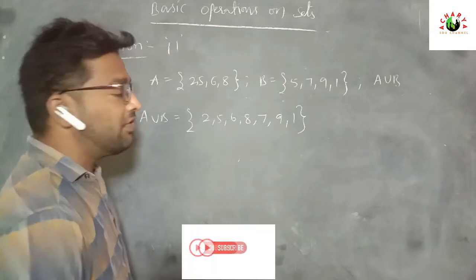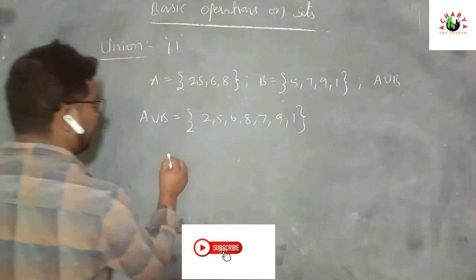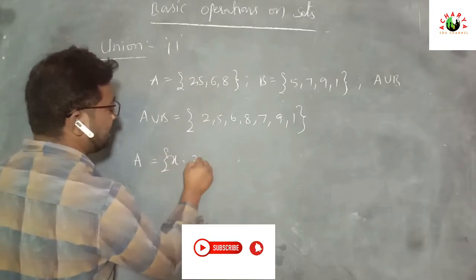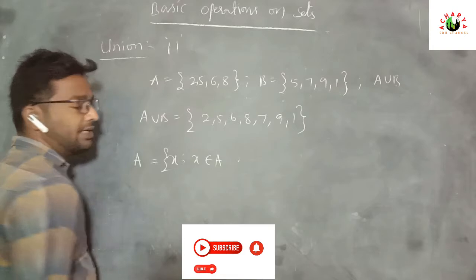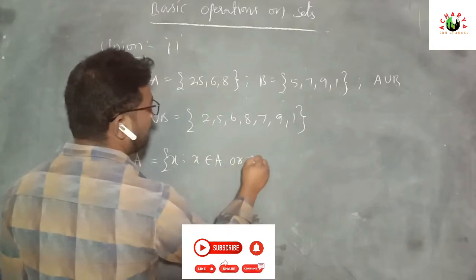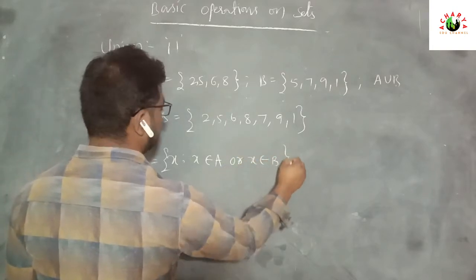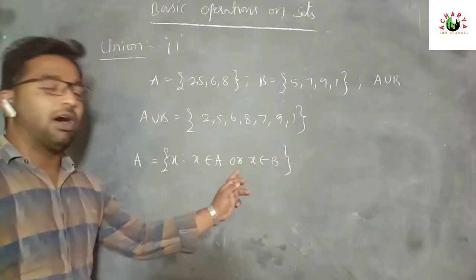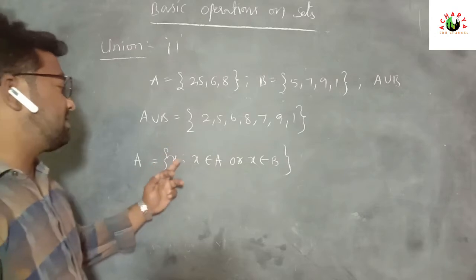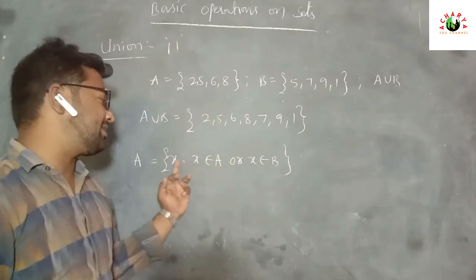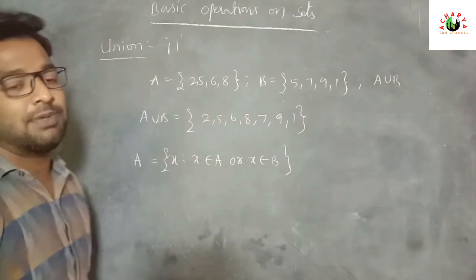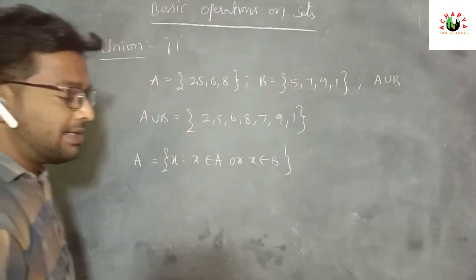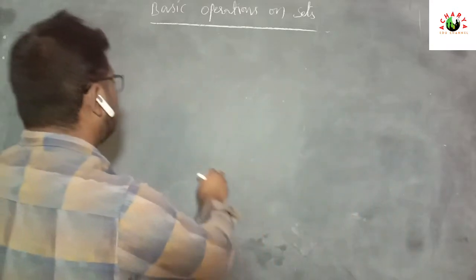In a union, how should we write the set builder form? A union B is the set of x such that x belongs to A or x belongs to B. We are using 'or' for union. So x such that x belongs to A or x belongs to B. See here, union means combining the elements.